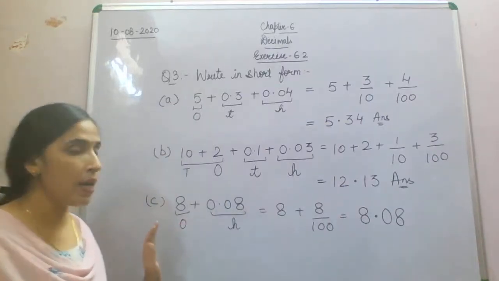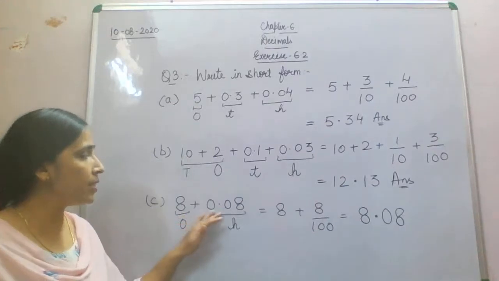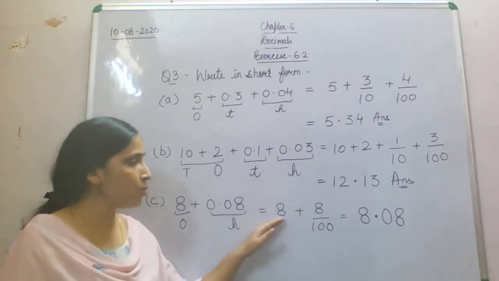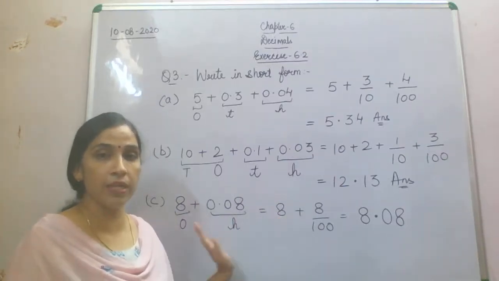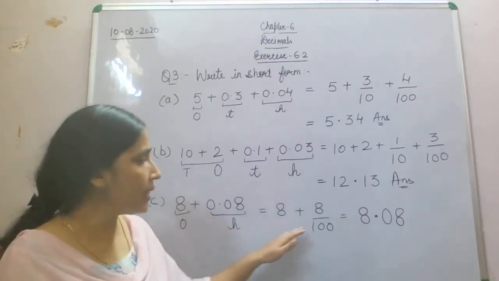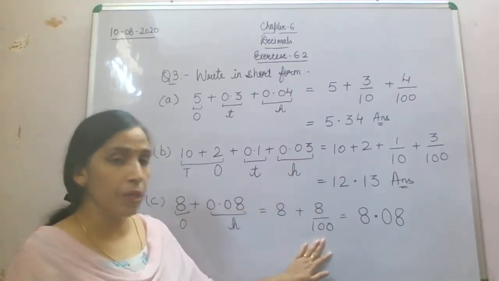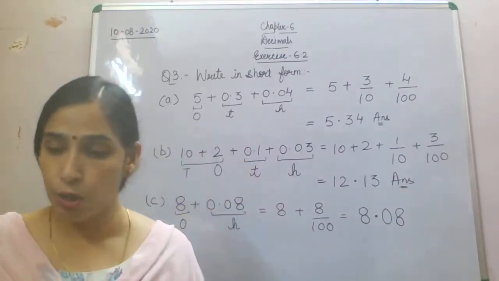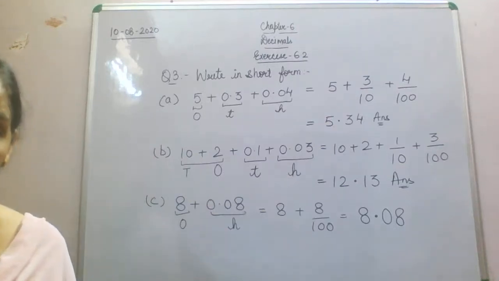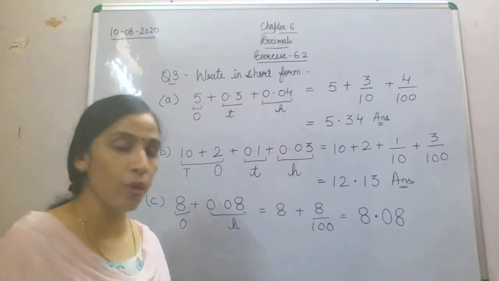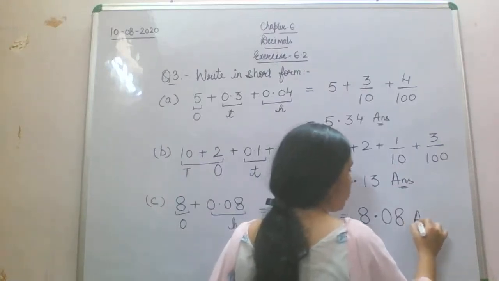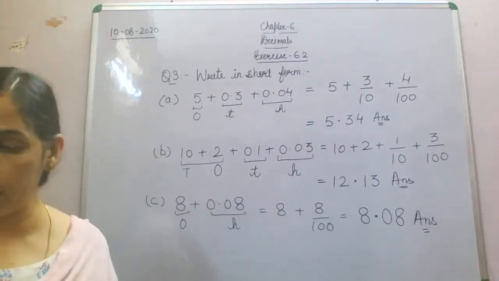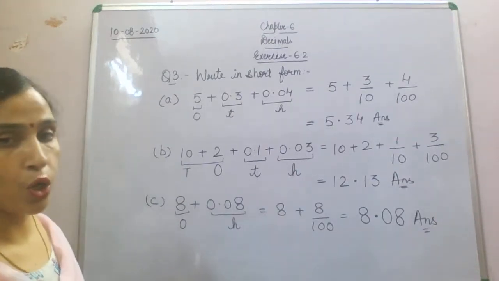Now we'll come to C part. We have 8 plus 0.08. Now this is your whole number part. We are not going to do anything with this part. 8 will be written as it is. And then 8 will be divided by 100. Now it means if 8 will come on 100th place, so what will come on 10th place? So on 10th place we will write 0. So what will be the answer here? 8.08. So what we have done in this question, we have written the given expanded notation into short form.